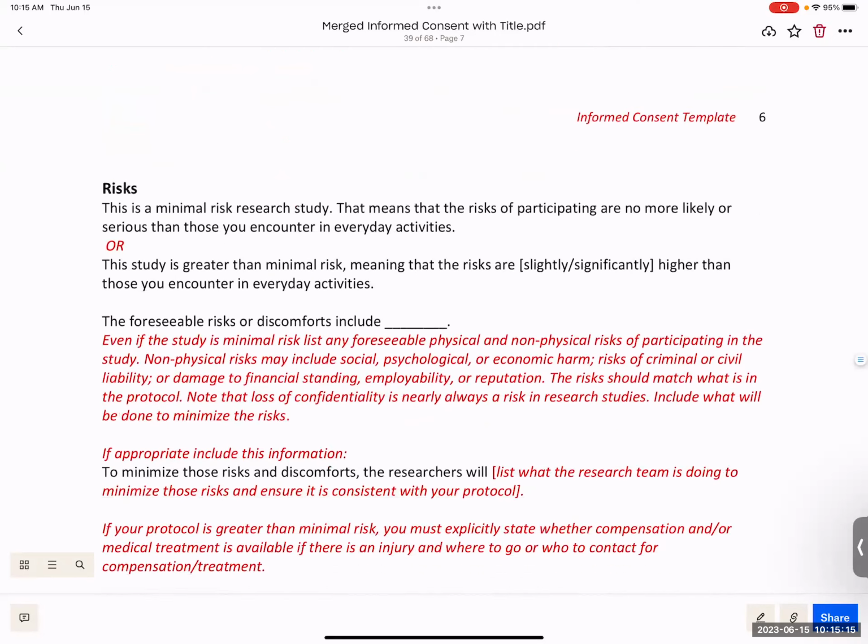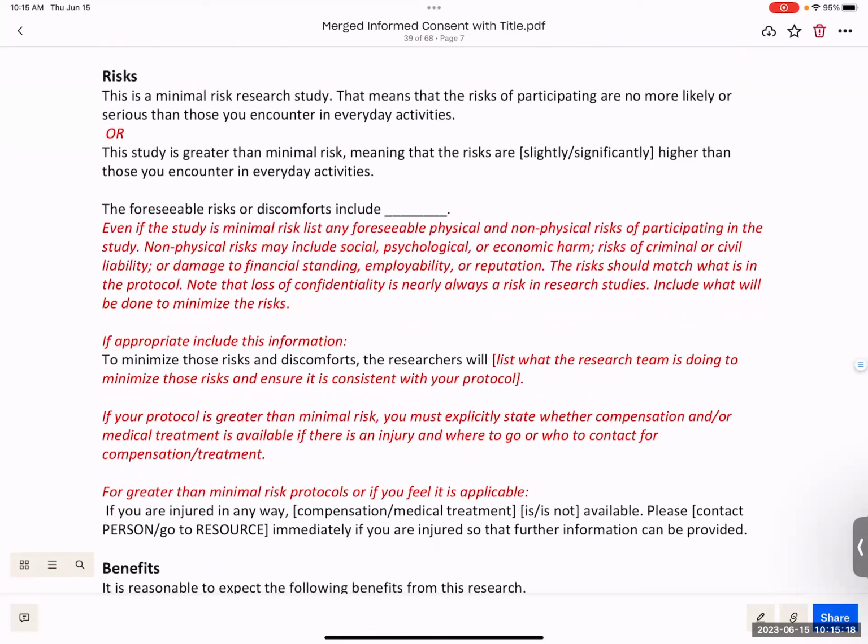Then we come to the risk section. And often the studies that we get are minimal risk studies. But this does not mean that the study is no risk. Even if a study is minimal risk, there is often some risk. So you should list the reasonable risks. For example, if the questions might make a participant uncomfortable, you can say that. You can also remind participants here that they can address that discomfort by skipping questions, or if you have other strategies, you can list them here.